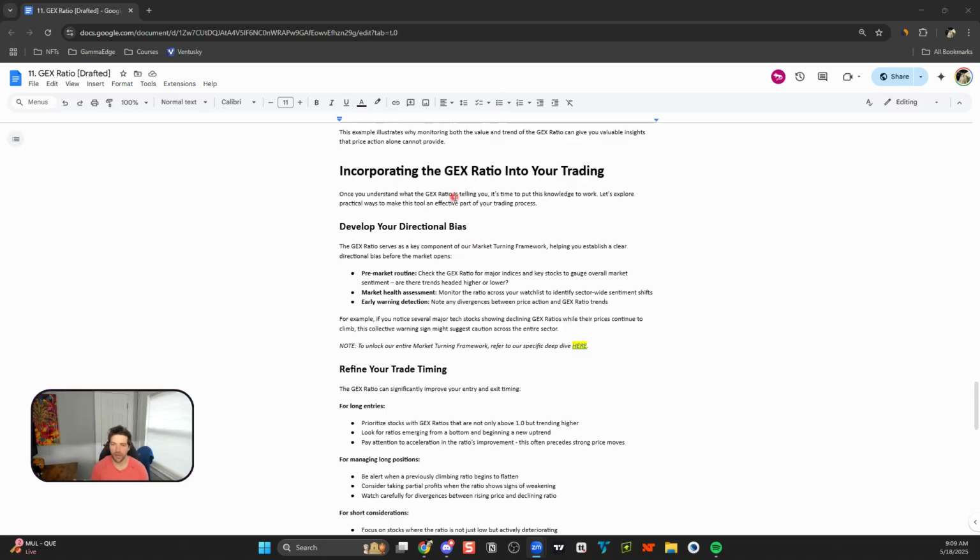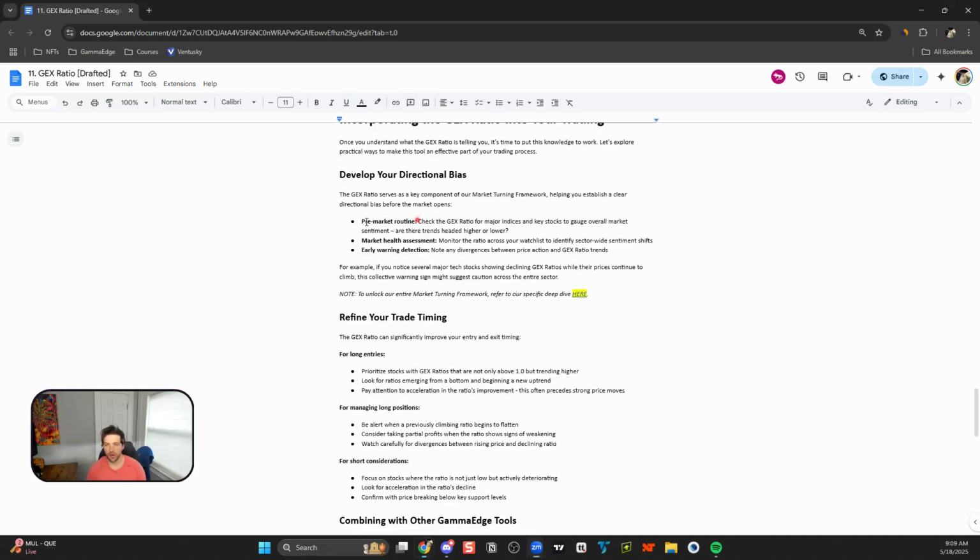So now let's get into how you can incorporate this tool into your trading process. In your pre-market routine, check the GEX ratio of the major indices as a key gauge for overall market sentiment. Are these ratios trending higher or lower for SPX, QQQ, IWM? Next, use the GEX ratio to monitor key stocks across your watch list. This can help you understand sector-wide sentiment shifts based off the stocks that you do follow. And then it helps with early warning sign detection. When you do this on a daily basis, you start to notice when those divergences between price and GEX ratio occur.